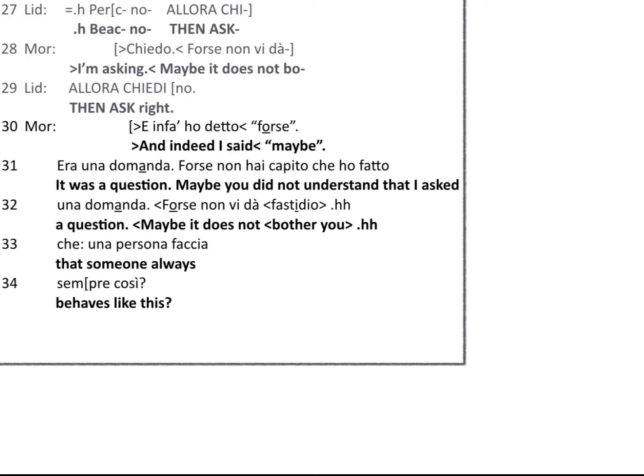Maybe you did not understand it. Ask the question. This could be taken as not a complaint. Maybe it does not bother you that sometimes someone always behaves like this, so arrives late in the morning, and yeah, there's a bit of a question mark here. What she does is she has a final rising pitch, "che una persona faccia sempre così", someone always behaves like this, so she frames it as a question by way of intonation, basically, okay?